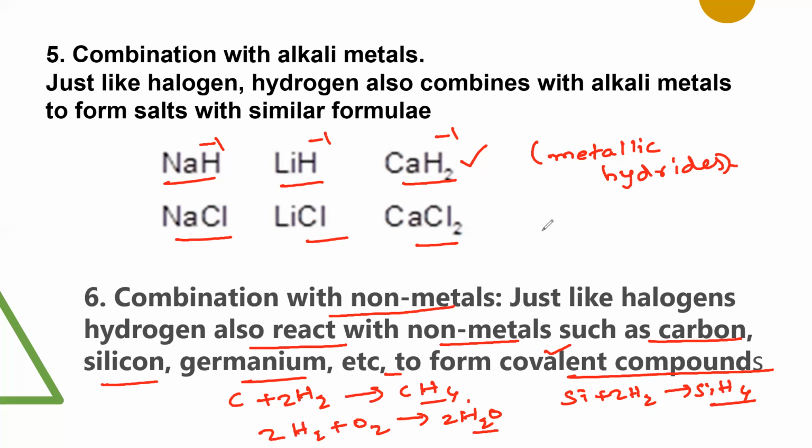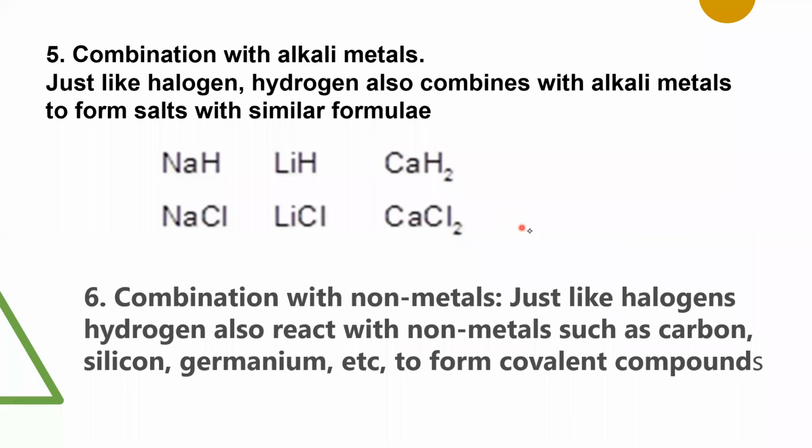For example, when carbon combines with chlorine, it forms carbon tetrachloride, CCl4. So this is also a covalent compound. When carbon combines with oxygen, it forms carbon dioxide. It is also a covalent compound. So halogens combine with non-metals, as well as hydrogen also combines with non-metals. Again, this is a similarity between halogens and hydrogen. This is the sixth similarity.